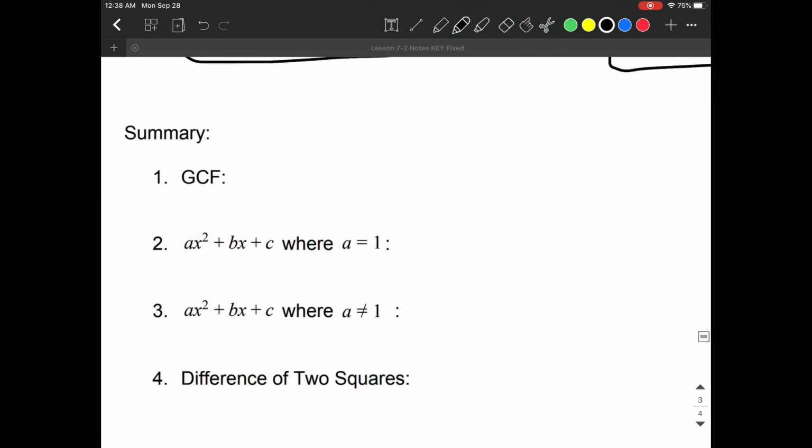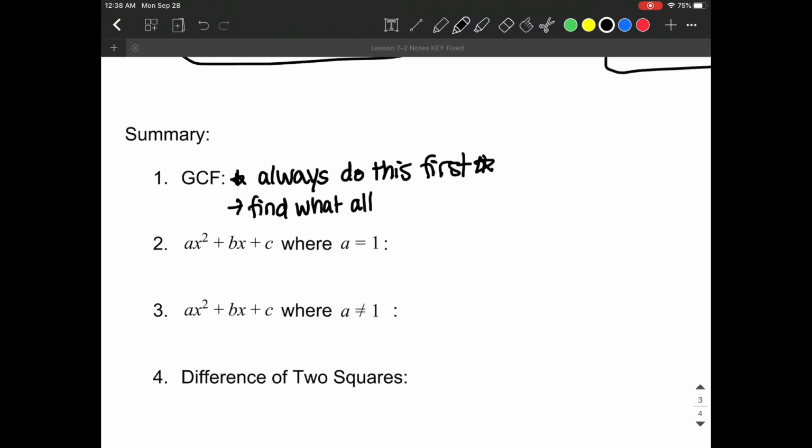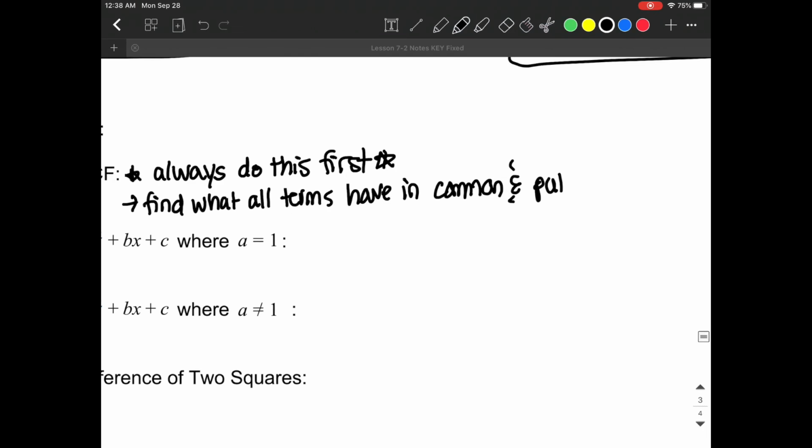All right, to recap, to summarize all of that. First thing that I always do when I'm factoring, always look for the GCF first. So always do this first. Always. And GCF, just as a reminder, is what all the terms have in common. So you're going to find what all the terms have in common and pull that out before you do anything else.